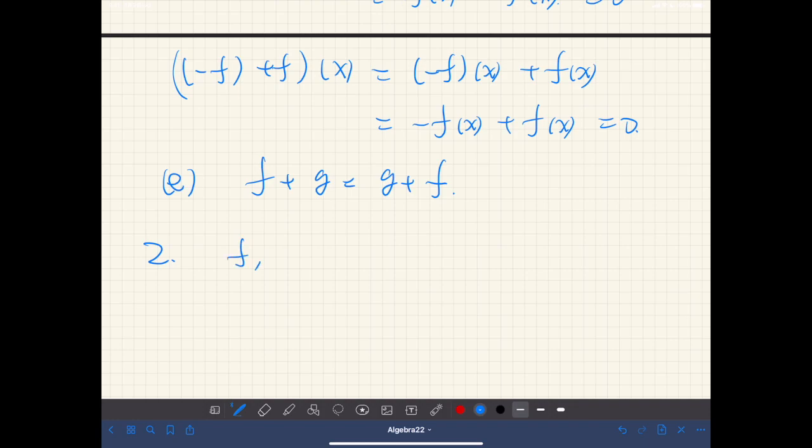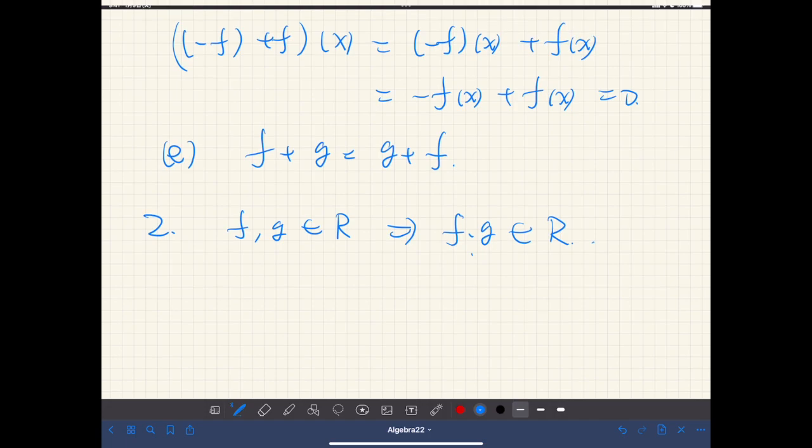We need to show that if f and g are elements of R, then f dot g also belongs to R. I think this is almost trivial from the definition of multiplication, right? So that was the first axiom of multiplication. And the second one is about associativity. We need to show that if we first calculate (f dot g) dot h, then that function should be equal to f dot (g dot h).